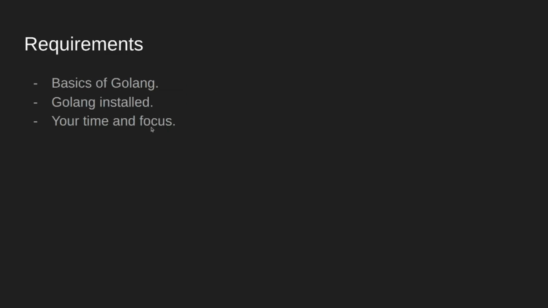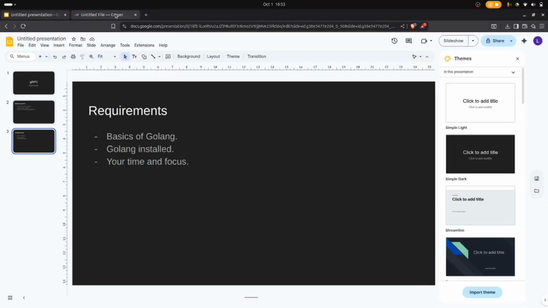The requirement for this video is that you should know the basics of Golang because we'll be coding in Golang. You should have Golang installed on your computer, and all I need then is your time and focus. Because if you go until the end of this video, if you follow along and you have your hands on your keyboard, I can assure you that you will understand everything about gRPC, you will understand all 4 types of gRPC, and you will be ready to implement gRPC in a real-world project. Now without delaying, let us start the video.